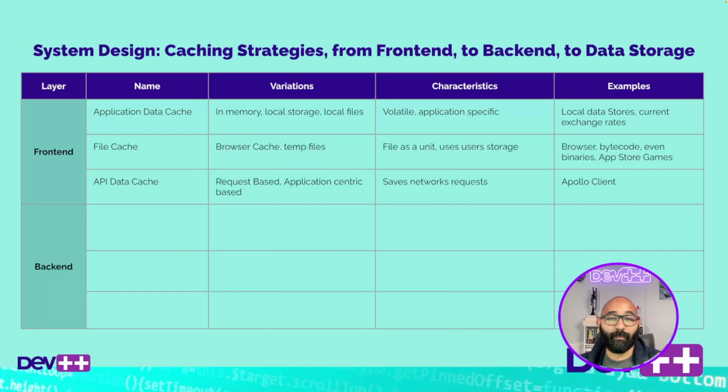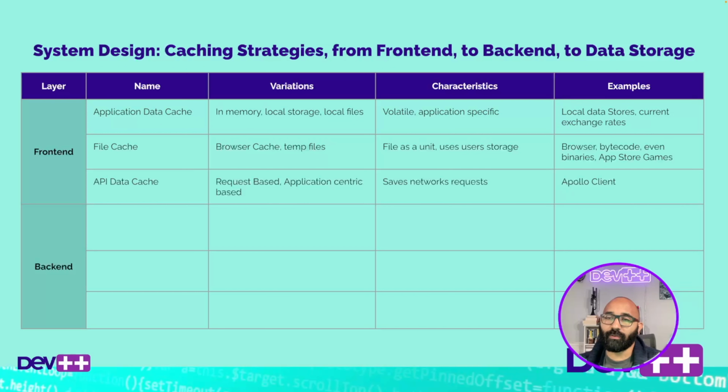They usually are in memory or local storage or maybe local files where you can store some things that you pre-calculated. Some of the characteristics for this are that they are volatile. They're not really important if they are lost. They're application specific, meaning that each technology, whether you're using JavaScript or you're using Java, Kotlin, or Swift, has its own way of storing this cache.